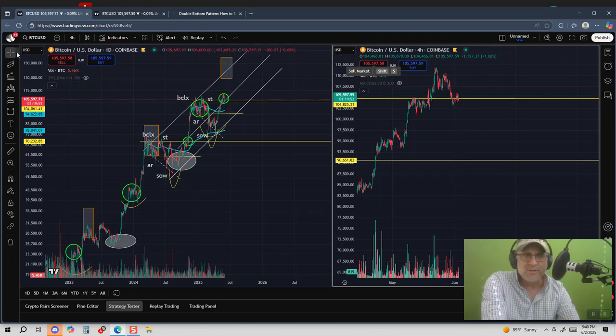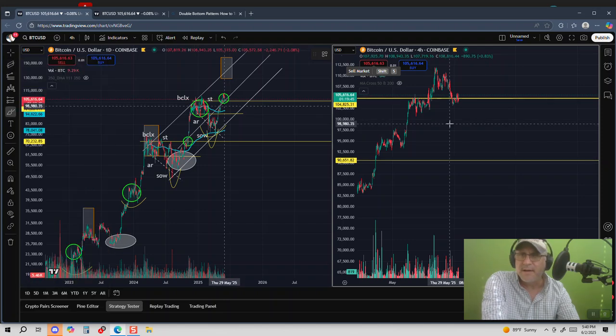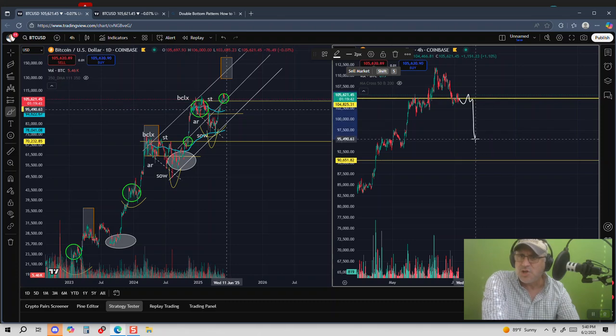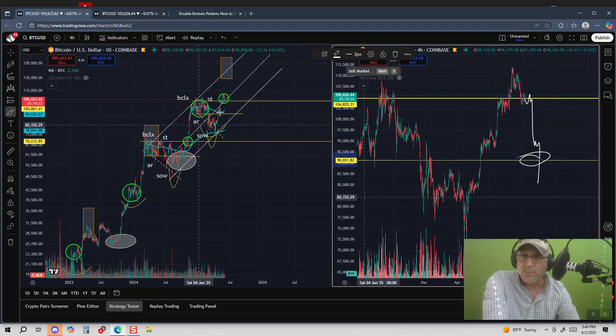Let's see if I can get a pen so I can show you what I'm talking about. So this would do this and then come down. So it's like a head and shoulders kind of, and then come back down to the range support area somewhere around here.